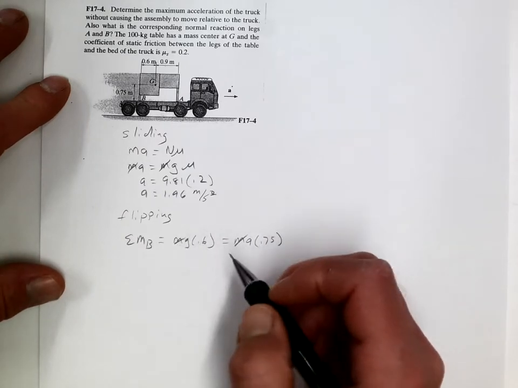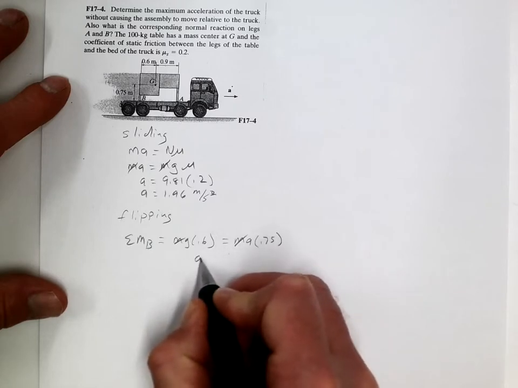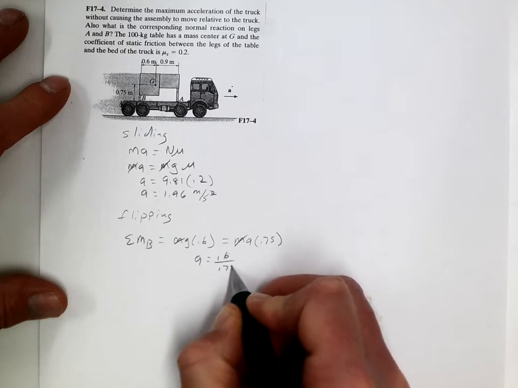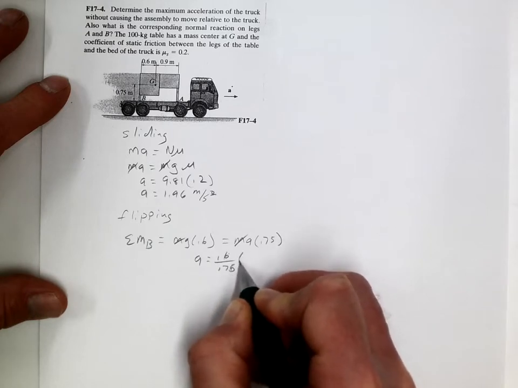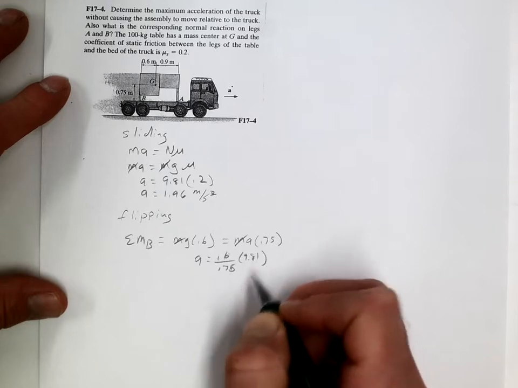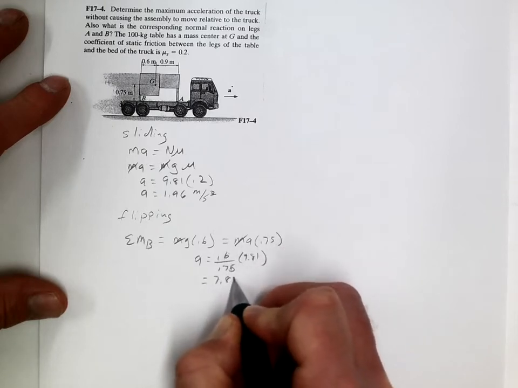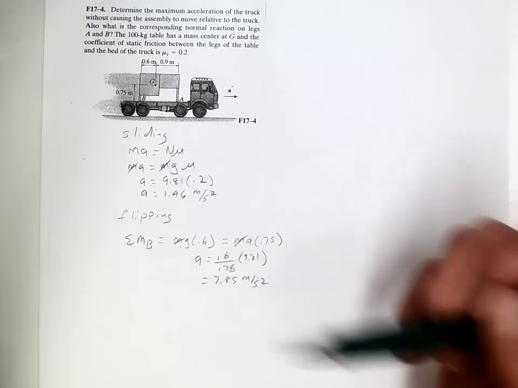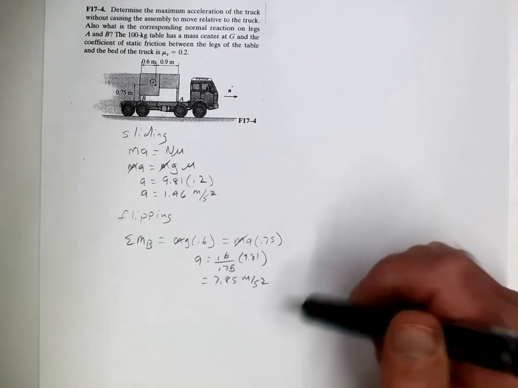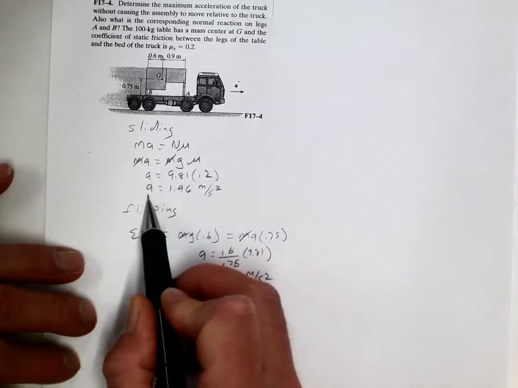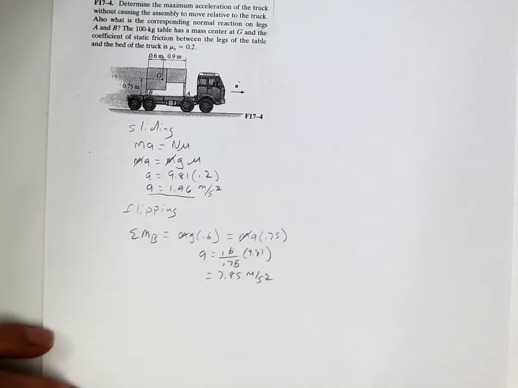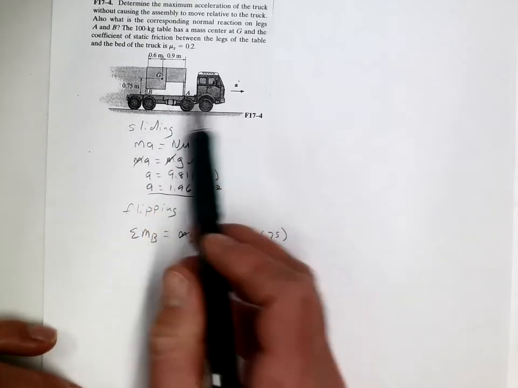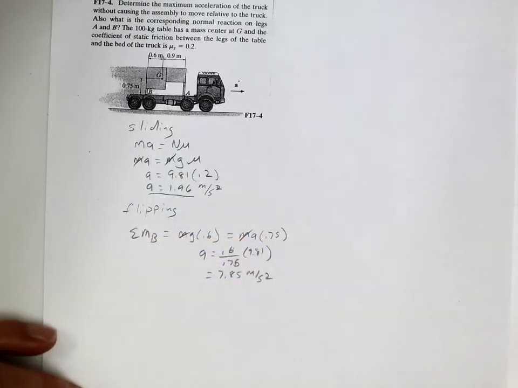Again, masses cancel, which is what we would expect. And a is equal to 0.6 over 0.75 times g, 9.81. And that is equal to 7.85 meters per second squared. So that's significantly higher than sliding. So sliding is our mode of failure. And so we'll go with a being 1.96.